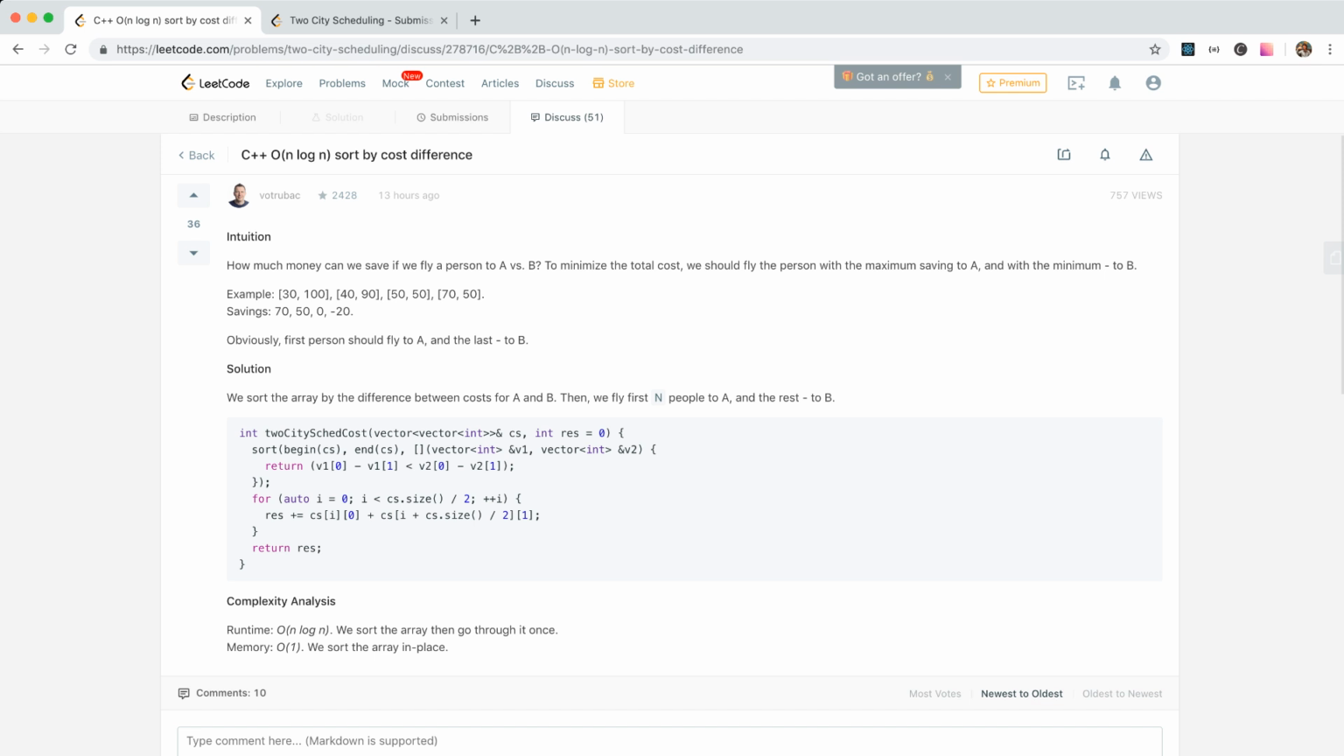For example, this one can save 70, and this 73, so obviously the first person should fly to A, and the last to B. We sort the array by the difference between cost A and cost B, then fly the first n people to A, and the rest to B. Wow, that's simple?